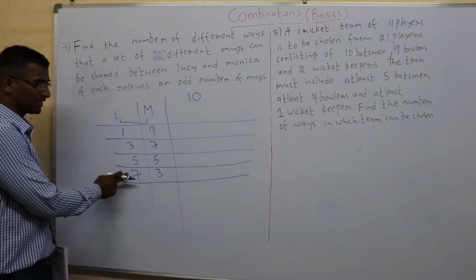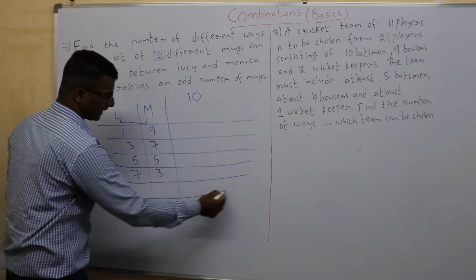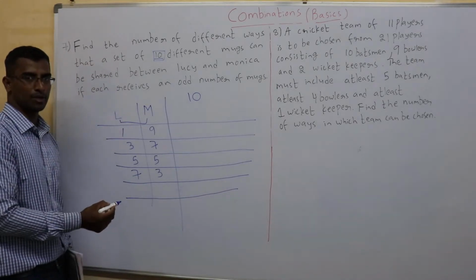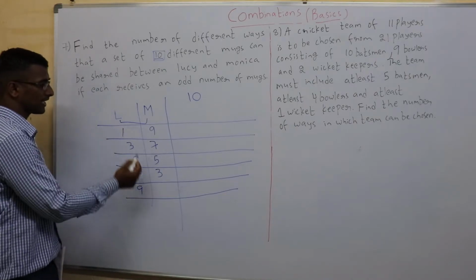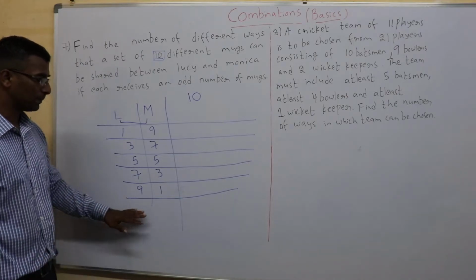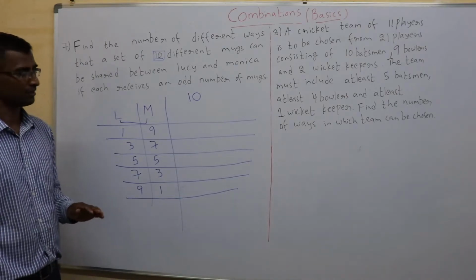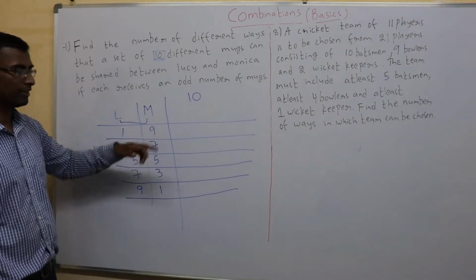I cannot take 6 here, so I move to the next number. Now, I cannot place 8 here because it is even, so the next number is 9. If 9 mugs are given to Lucy, Monica will get only 1 mug. I cannot place 10 because it is even. The number of possibilities is done. So now let us write for each.